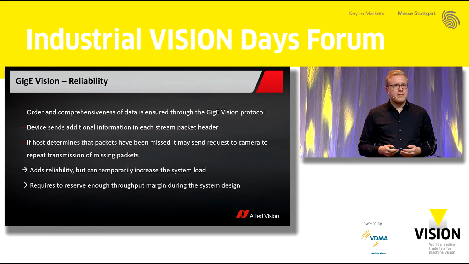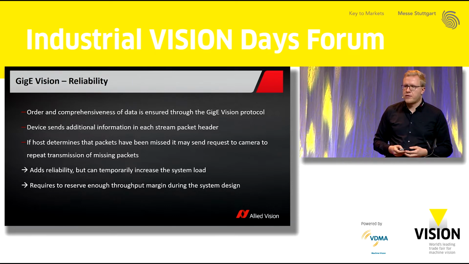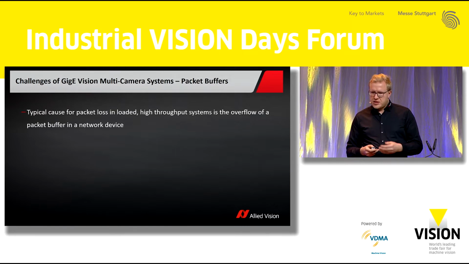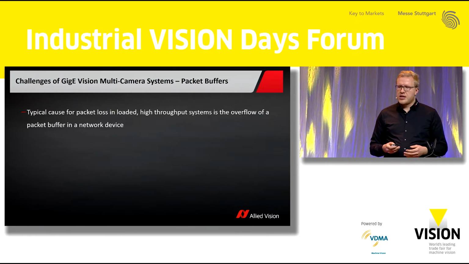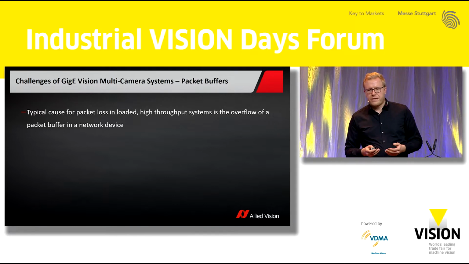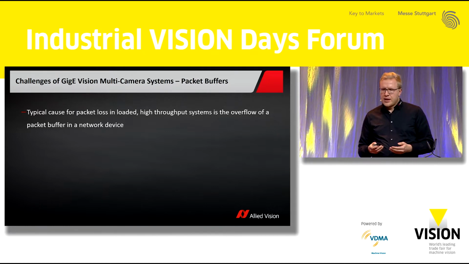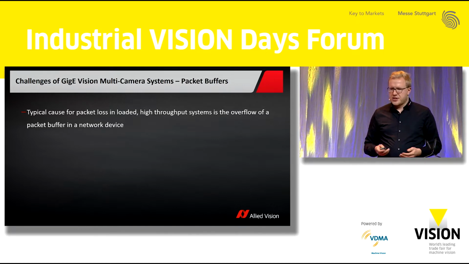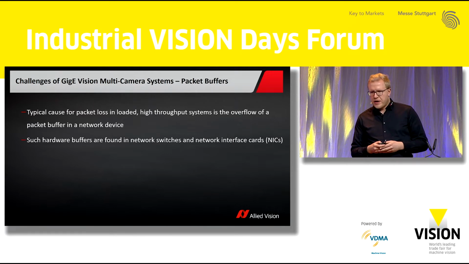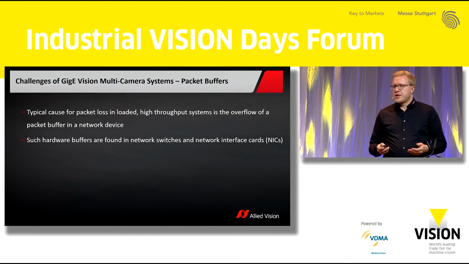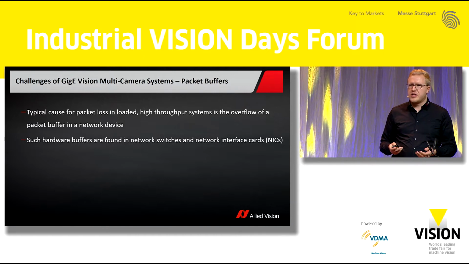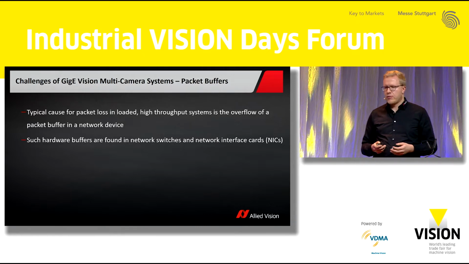And if we talk about reliability and packet loss, we also have to talk about frame buffers, or packet buffers. The typical cause of packet loss in loaded, high throughput systems is the overflow of packet buffers in network devices. And if we talk about packet loss, we basically mean lost frames or lost images. Such hardware buffers are found in network switches and network interface cards. But they are also found in cameras, and then they are called image buffers or frame buffers, mostly found in GigE Vision-based cameras, but also sometimes in USB cameras.